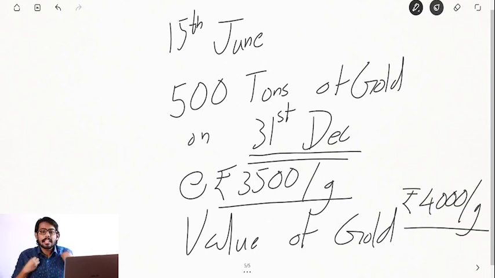In physical delivery, he will give you gold and collect 3500 rupees. In cash delivery, he will not give you gold, he will give you the value of gold, which is 4000 rupees, and he will collect 3500 rupees from you. Arey yaar, what do I do with this money, 4000 rupees? Sir, you can go to your nearest jewelry store and buy this gold.